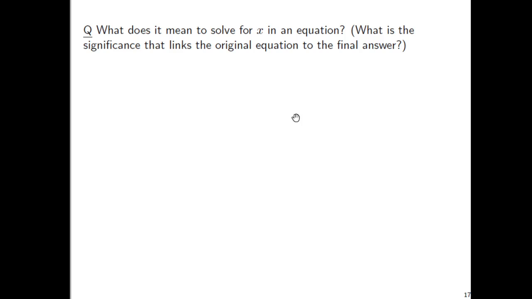Okay, so what does it mean to solve for x in an equation? That is, what is the significance that links the original equation to the final answer? This idea is important to me.